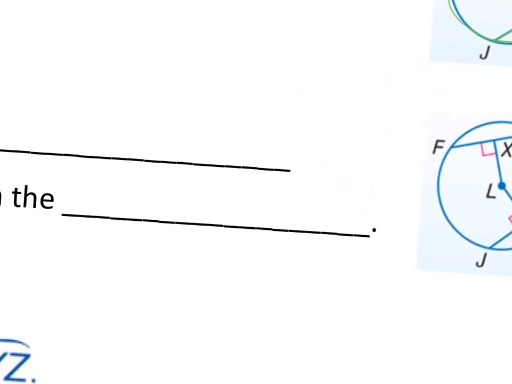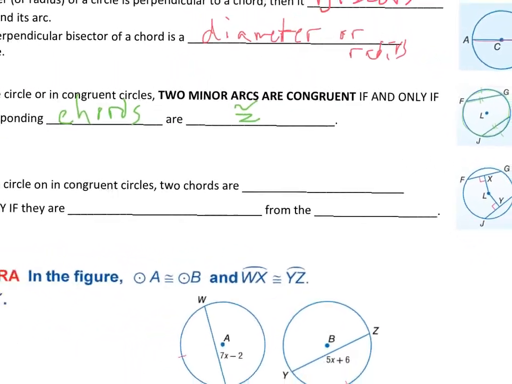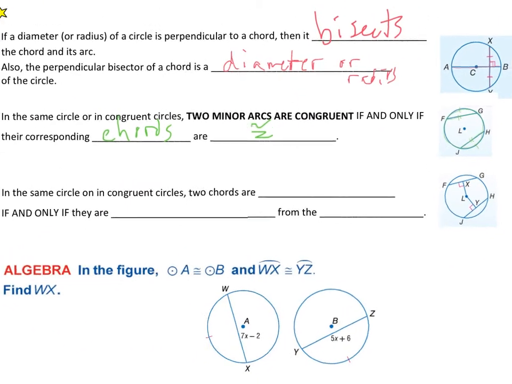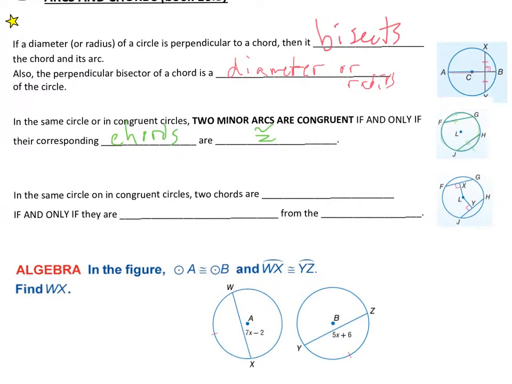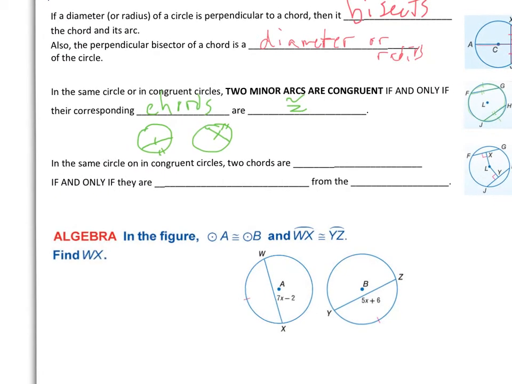Okay, and the last new point for this lesson, in the same circle, and also what that also means is if we have two circles that are congruent to each other, and I draw a chord here and a chord here, and I say that the segments are congruent, well, that means the arcs are also congruent. So it doesn't matter if it's two chords in one circle or two chords in two different, keyword is congruent circles.